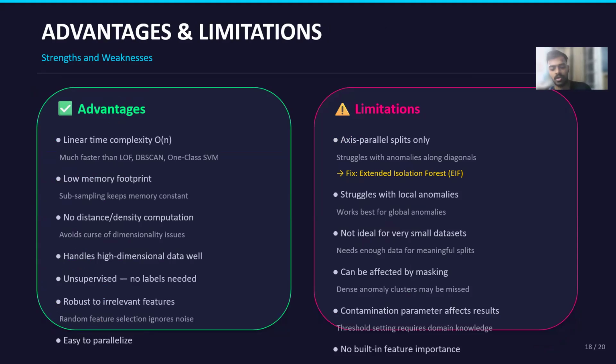So let's talk about the advantages of using an isolation forest. Isolation forest is fast and efficient and works well with high dimensional data. However, it uses axis parallel splits, which can struggle with certain patterns, and it may miss clustered anomalies.